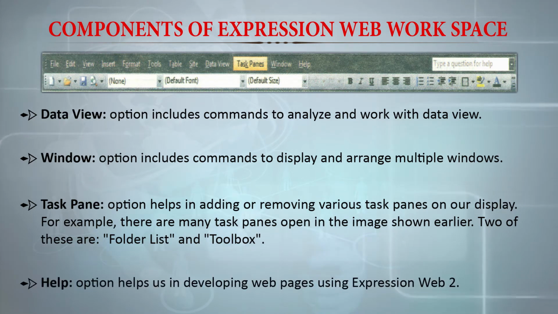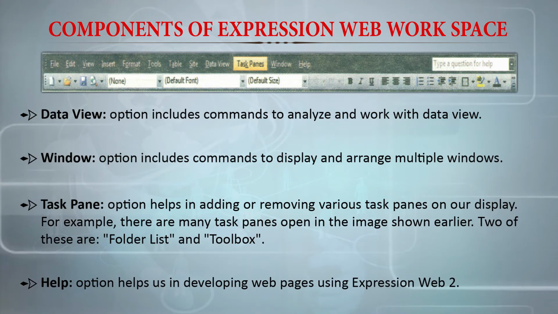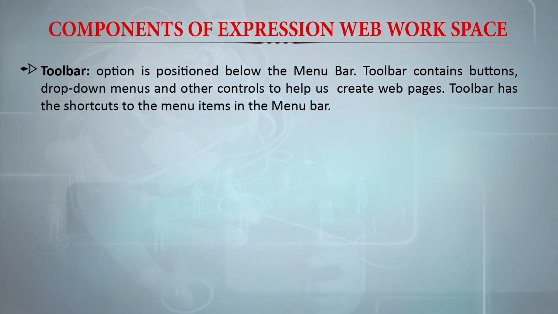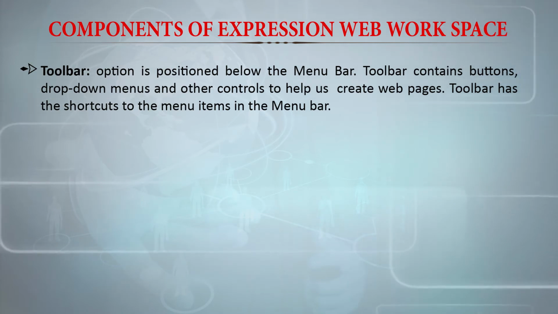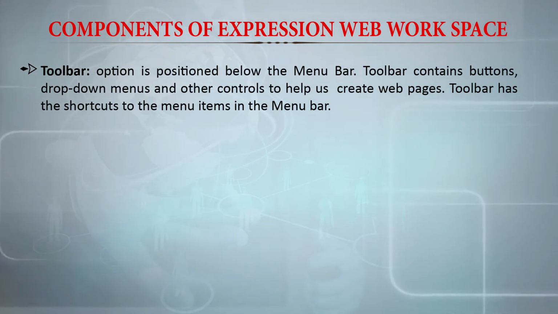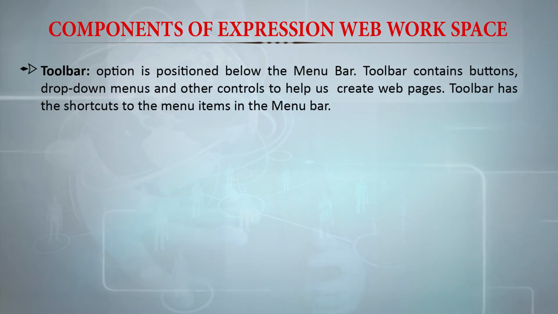Then the ultimate option is the help option. It helps us in developing web pages using the Microsoft Expression Web. Then we have a toolbar option. It is positioned below the menu bar, and the toolbar contains buttons, drop down menus and other controls to help us create the web pages. The toolbar has the shortcuts to the menu items in the menu bar.